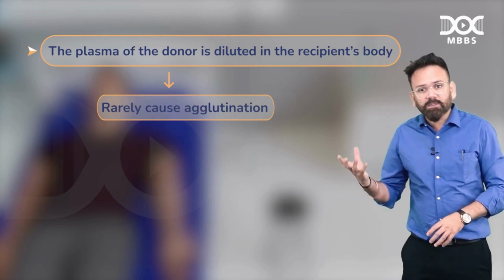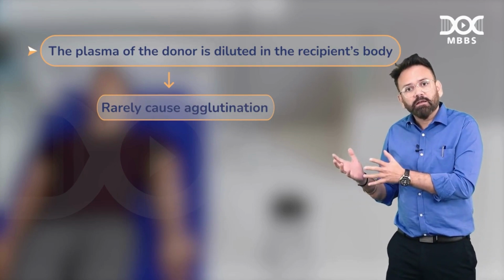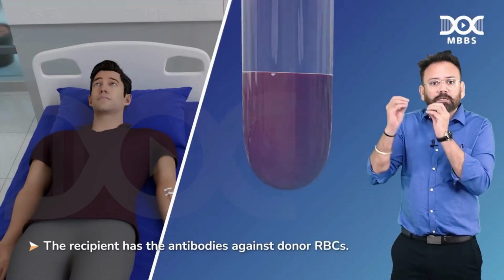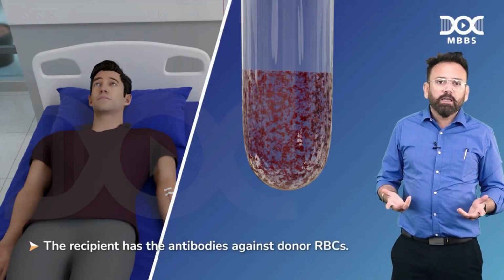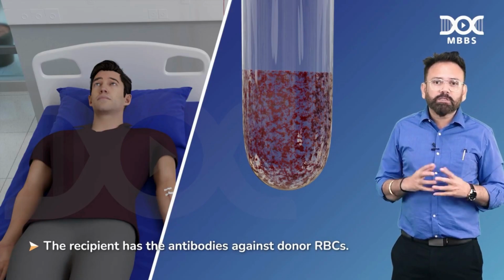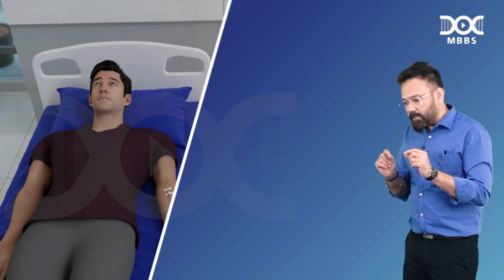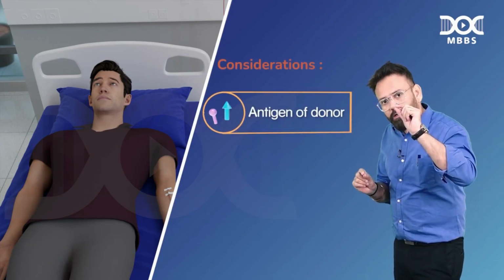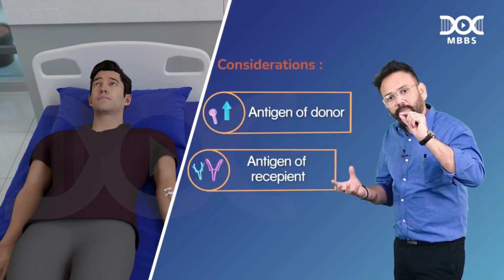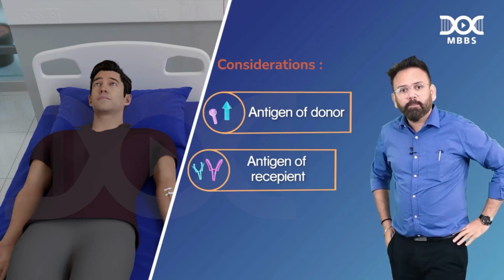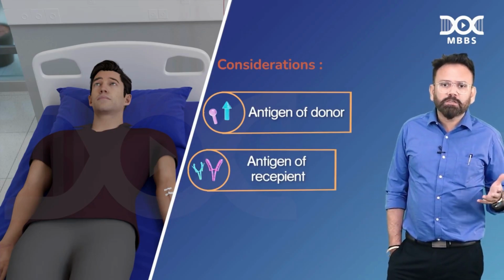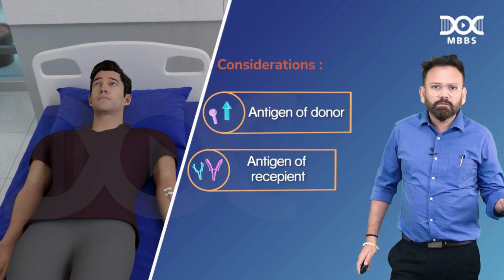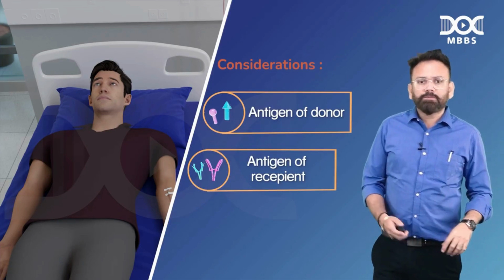If the recipient plasma has a lot of agglutinin against donor red cells, then you can see agglutination can happen, hemolysis can happen. So what should we consider? Antigen of the donor and antibody of the recipient. Because plasma of the transfusion in the recipient will be diluted, of course. So like this we can understand.